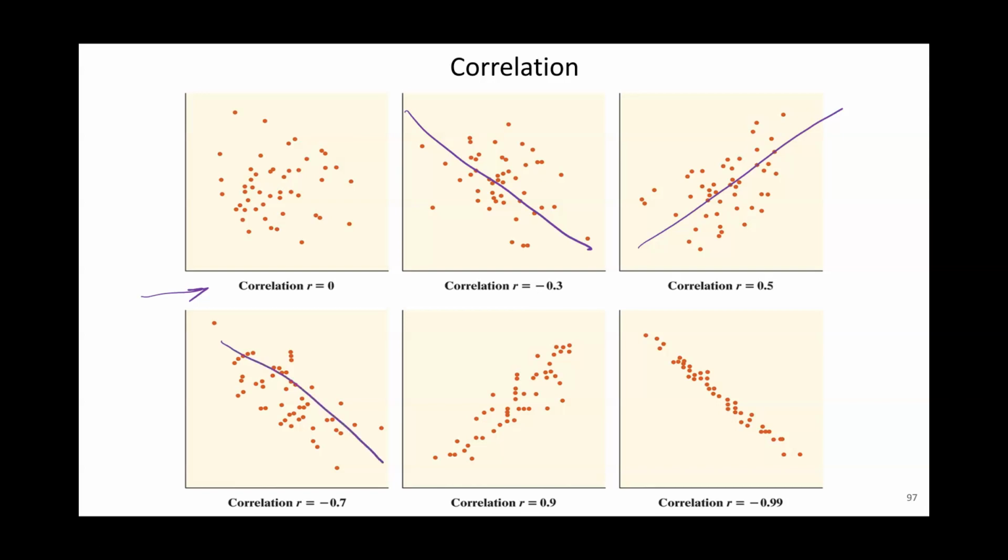-0.7 has a negative relationship here, and the points are closer than when they were at 0.5. Positive 0.9, the points are closer. It's a stronger relationship. -0.99, the points all fit really, really tightly. So it's not just the sign that tells you the direction of the line, and then this value will tell you how tightly the points are fitting the line.